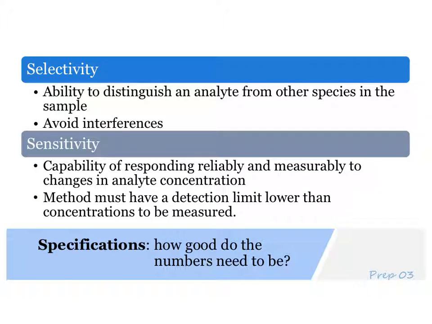The specifications for an analysis will tell us how good the numbers need to be. Good specifications will describe the selectivity of the analysis, or how well we need to be able to identify the analytes while avoiding interferences, and the sensitivity of an analysis, or the ability to respond reliably and measurably to changes in analyte concentrations. Sensitivity also ensures that we can measure concentrations low enough that our detection limit is lower than the expected sample concentrations.